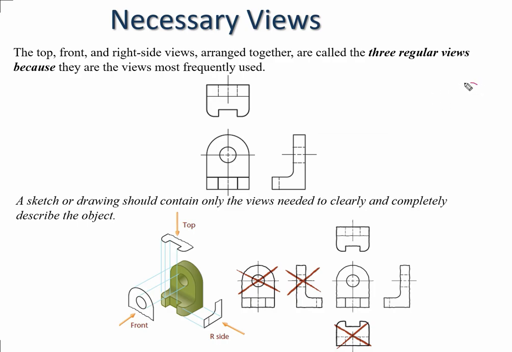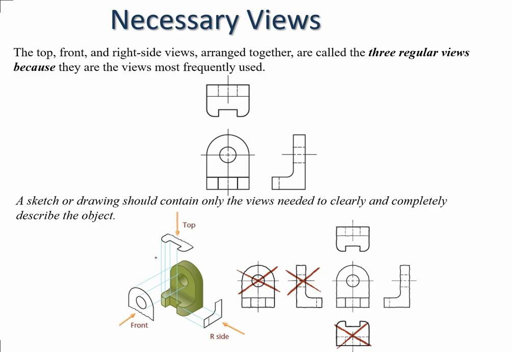For a cylinder, surely just two views are enough. So the top view will be a circle, and the front view will be a box like this, or rectangle like this. Enough to show all dimensions, because here we can show the radius of the circle, R10 as an example, and here we can put the height 10 as an example. So it's enough, because we have two dimensions here.